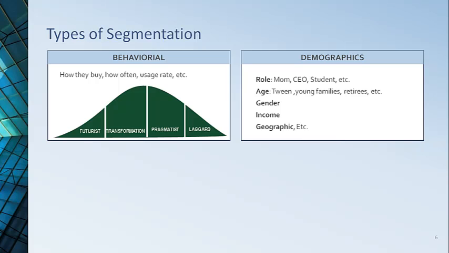It's very interesting because it focuses on how customers buy, their buying behavior, their predisposition towards buying. In this case, we're showing a chart that is used to explain how customers have different behaviors based on how they adopt new technologies or new products.